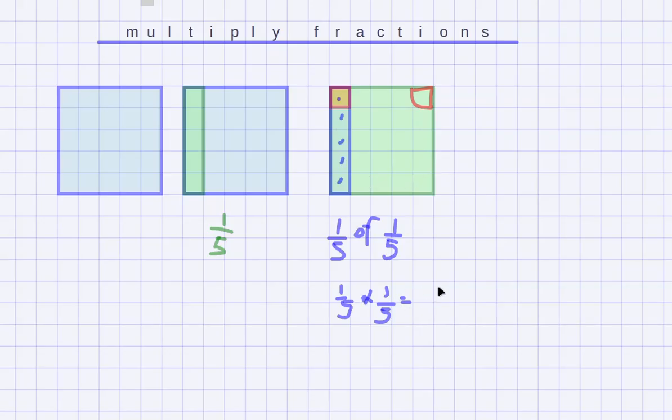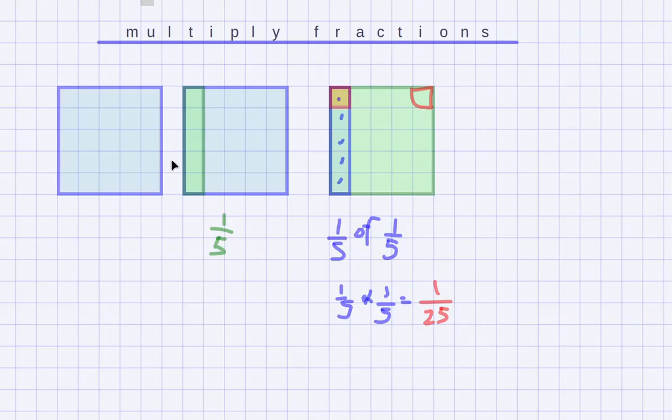So 1/5 of 1/5 is 1/25. There's 25 pieces of pizza all the same size. There's 25 of these little grid boxes. So 1/5 of 1/5 is 1/25. Well, 1/5 times 1/5 equals 1/25.